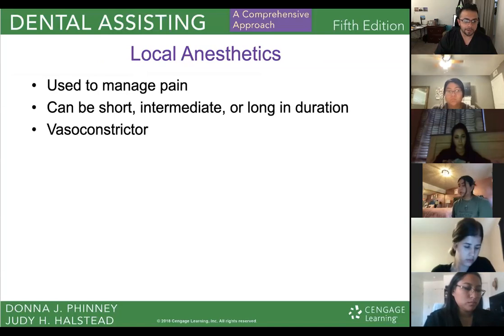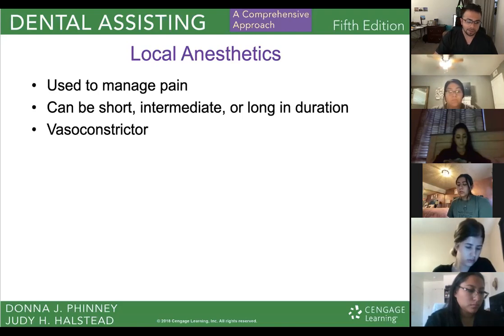Local anesthetics are primarily used to alleviate and control pain during a procedure. They come in liquid form and are injected into the tissues. A short duration local will last about 30 minutes. An intermediate duration will last about 60 minutes. And a long duration can last up to 90 minutes. Local anesthetics may also contain vasoconstrictors, which constrict the blood vessels to reduce blood flow in the area of the injection site.